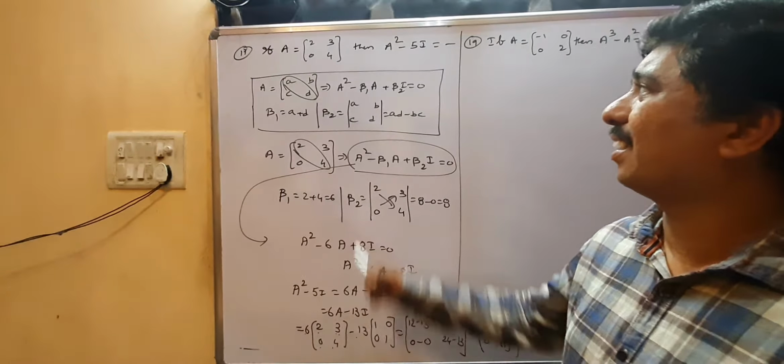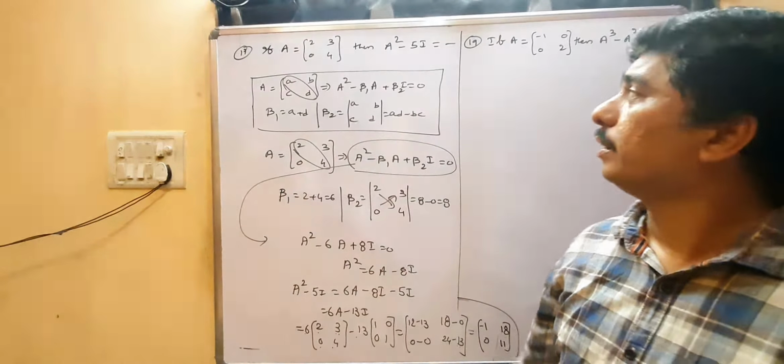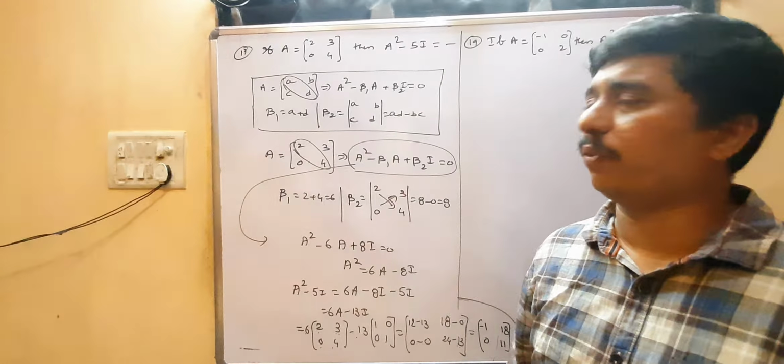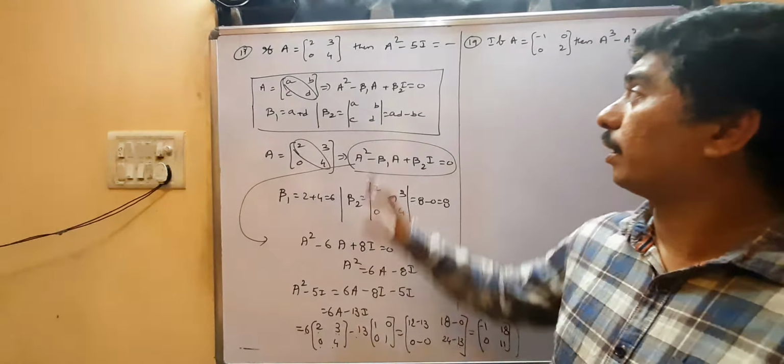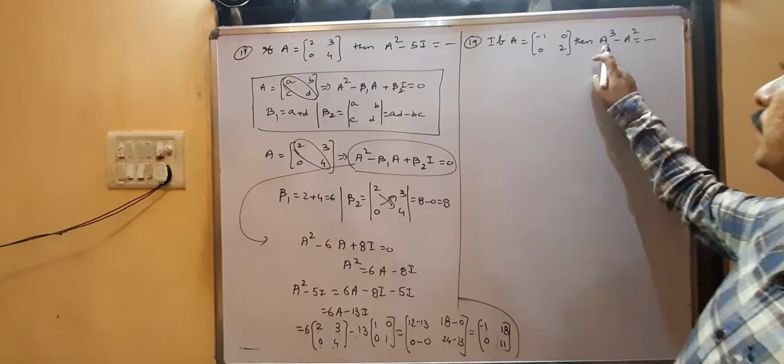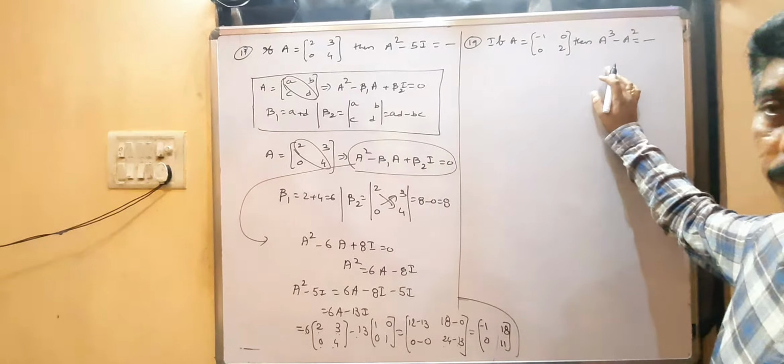The other method is the general method. You have to find A square and subtract 5I from it. A square means A into A, you have to find, and from that you can subtract the 5I. That is another method. See this problem. They are asking to find A cube minus A square.